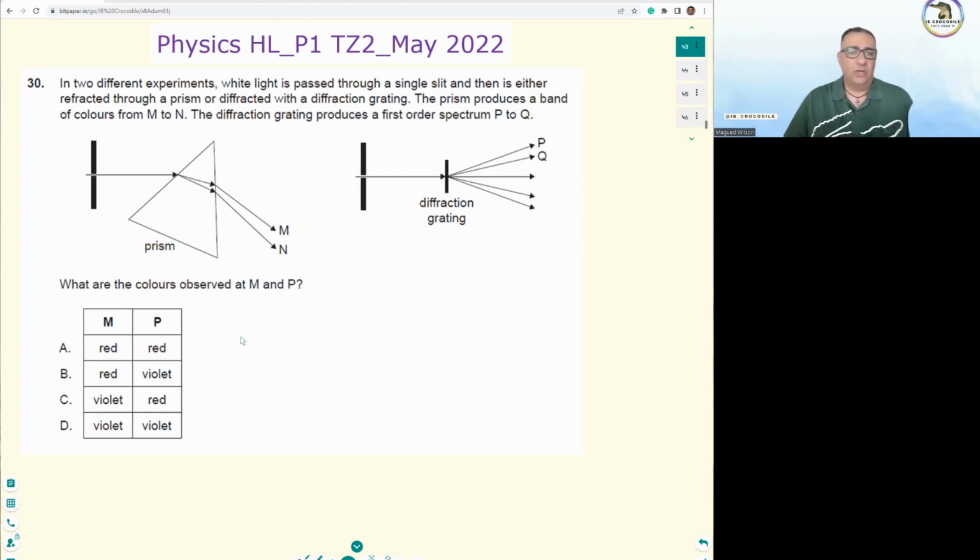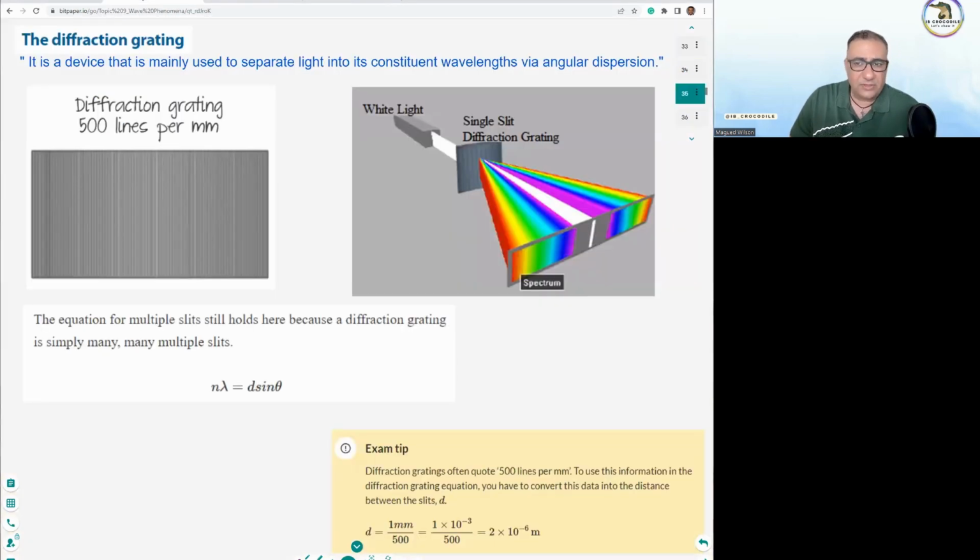Okay, so in order to solve this question, we need first to review our knowledge about both diffraction and refraction. So let's start with diffraction. A diffraction grating is a device that is mainly used to separate light into its constituent wavelengths via angular dispersion, or basically diffraction. This diffraction grating is an application of multiple slit diffraction, and it acts as a prism.